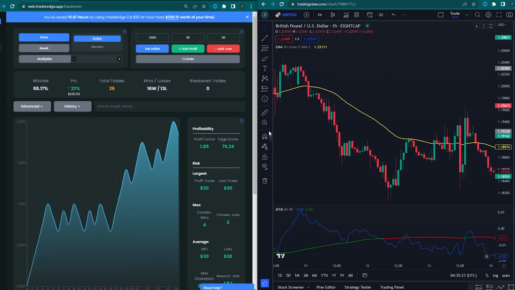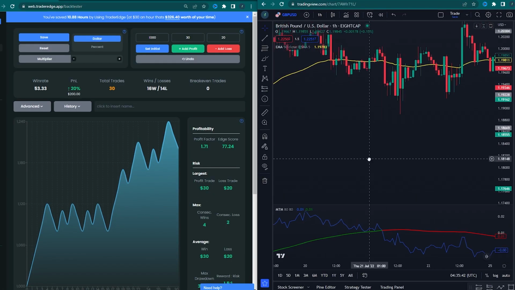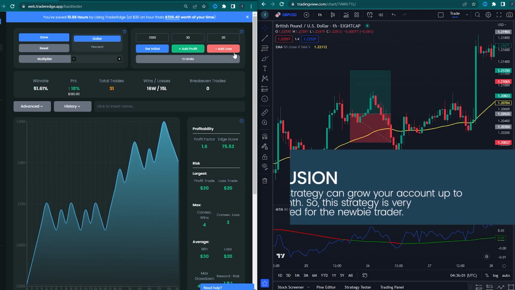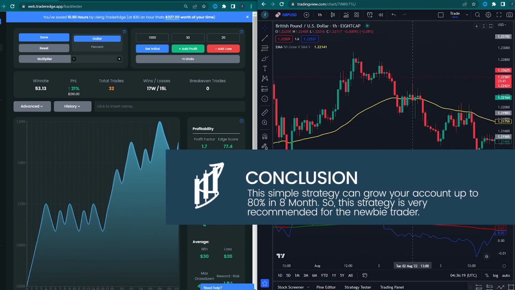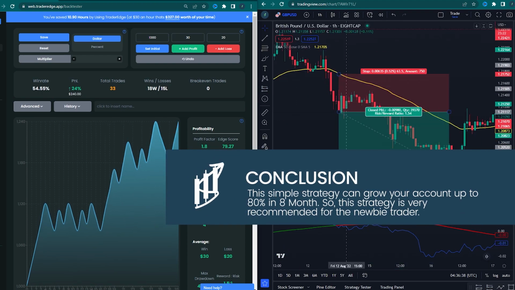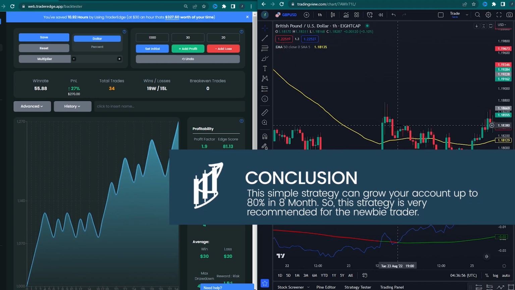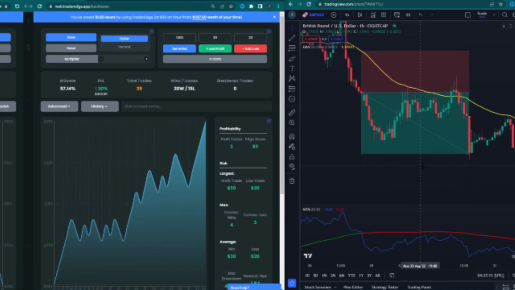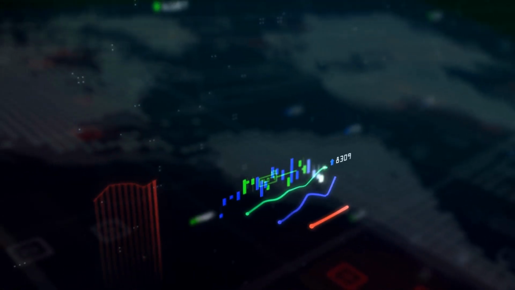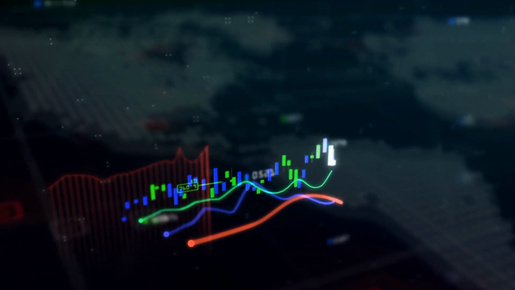Conclusion. Like I said before, the simple strategy can grow your account up to 80% in 8 months. So this strategy is very recommended for newbie traders. So that's all about a very simple trading strategy.